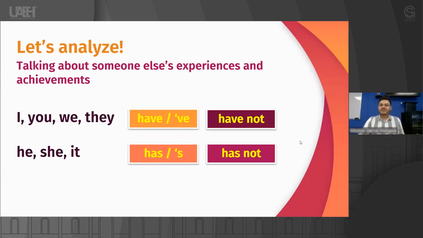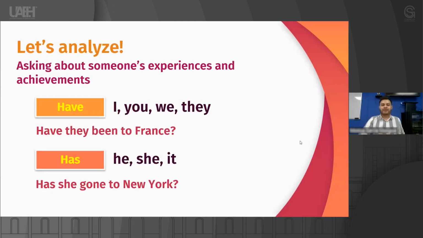What if we are interested in asking about somebody else's experiences? Well, we can use the following. It's very easy because we just do a little inversion. Instead of saying they have, we say, have they? Have they been to France? Instead of saying she has, we say, has she? So, has she gone to New York?